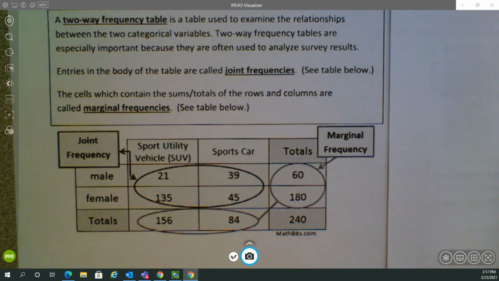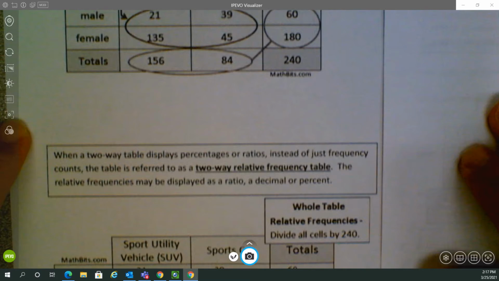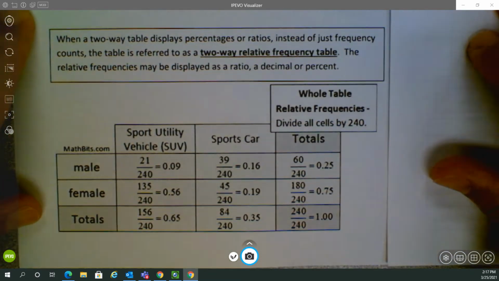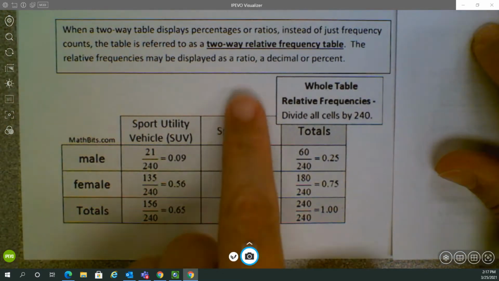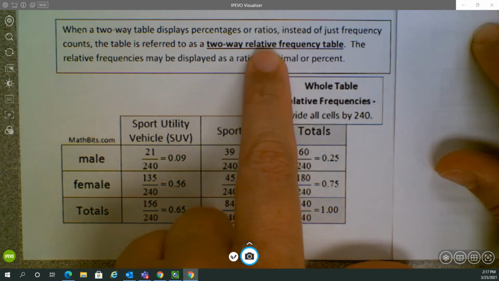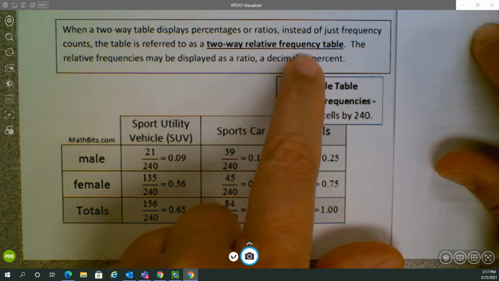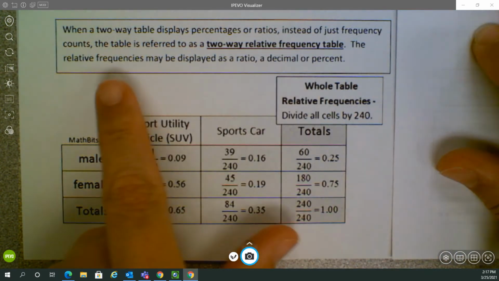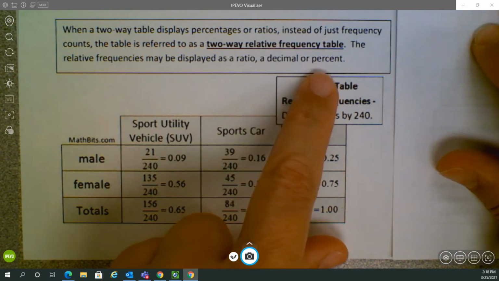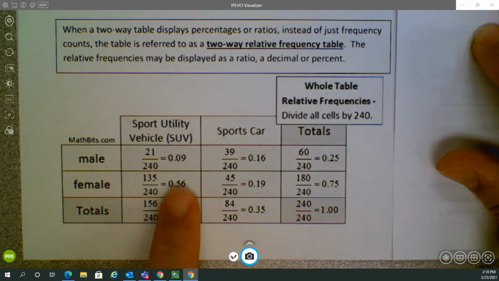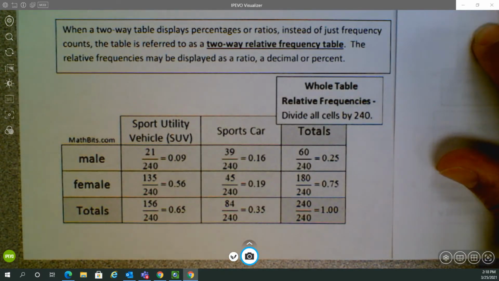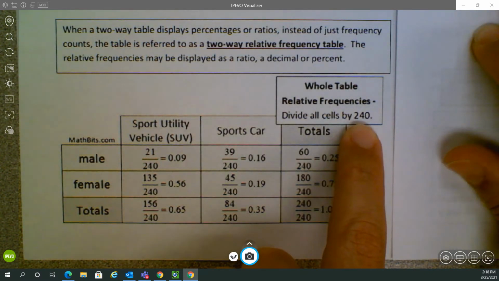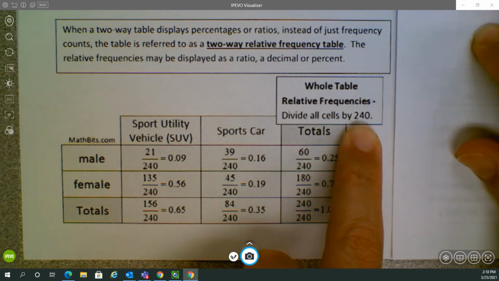Now, sometimes I'm not going to be concerned with the number of people that drive a car. I'm going to want to look at how they relate to the whole, or I'm going to want to look at the percentage. So when we look at the percentage of data, we are looking at a two-way relative frequency table. How do these numbers relate to each other by count or frequency? And these will be displayed as a ratio, a decimal, or a percent. So you'll see that these values are in decimals, but I will want you to then convert them to a percent, okay? So the way we find the relative frequencies is we're going to divide all the cells by 240.